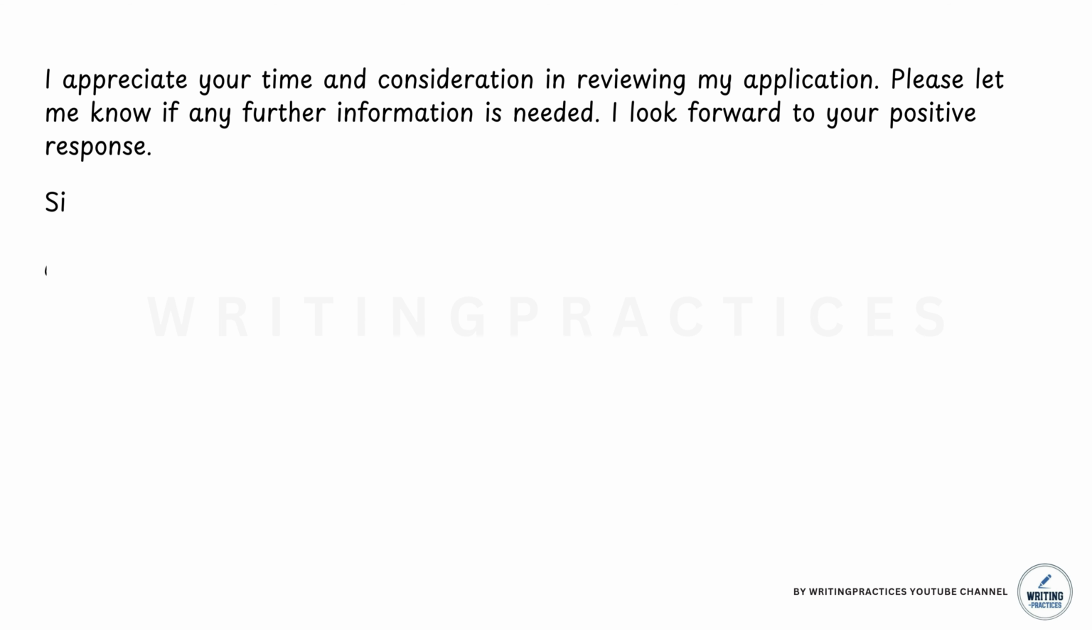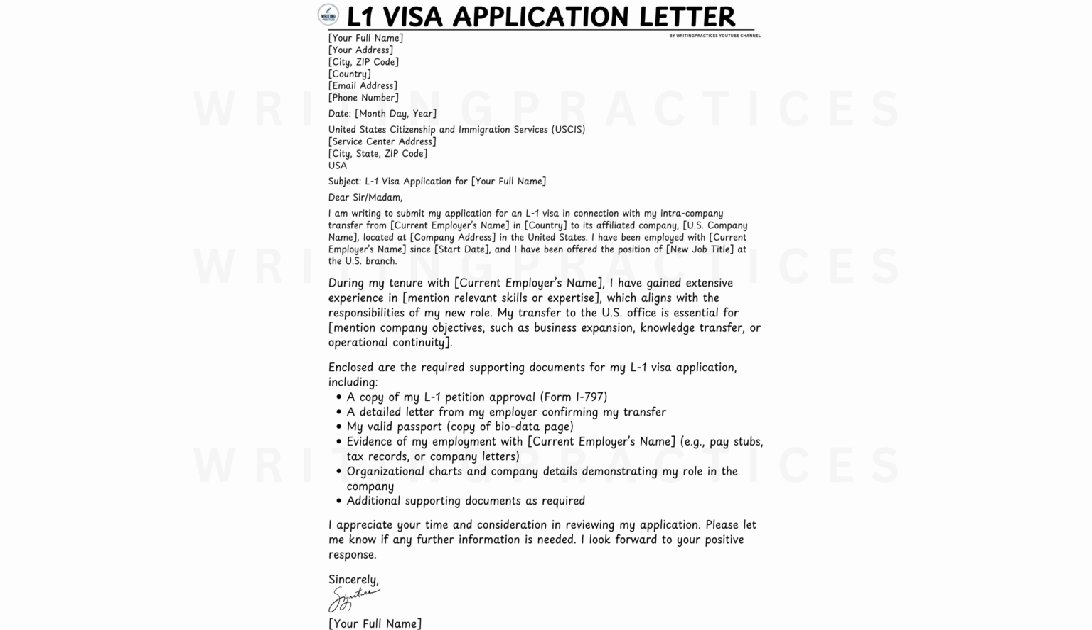Closing and signature. End your letter with a professional closing statement. Sincerely, then sign off with your full name, John Doe. This maintains a formal and respectful tone, leaving a positive impression. And that's how you write an L1 visa application letter. This letter plays a crucial role in ensuring a smooth visa application process, so make sure to structure it properly and include all necessary details.